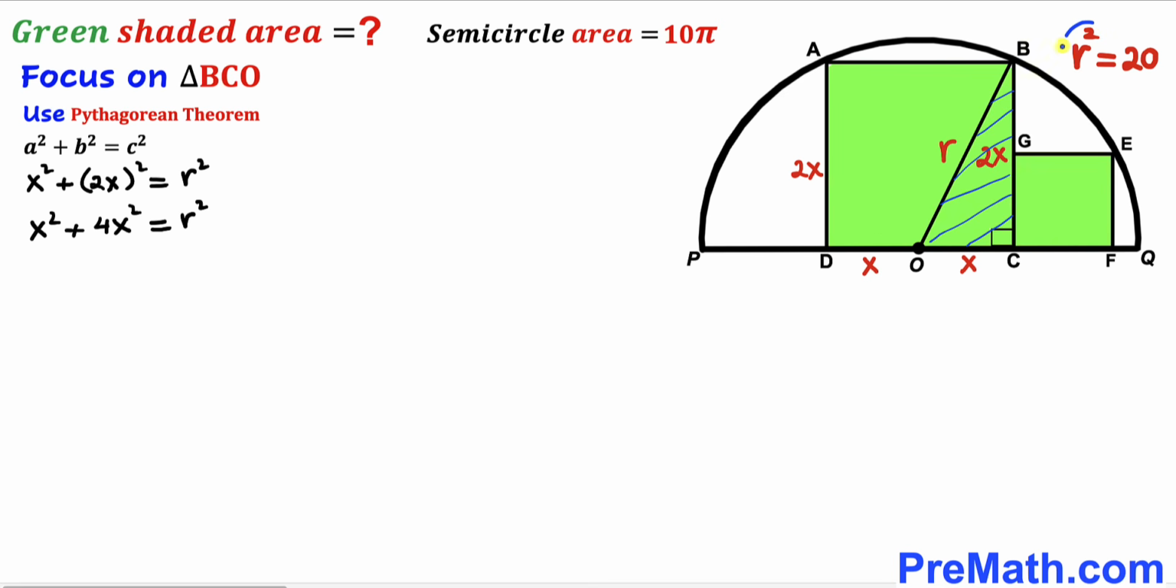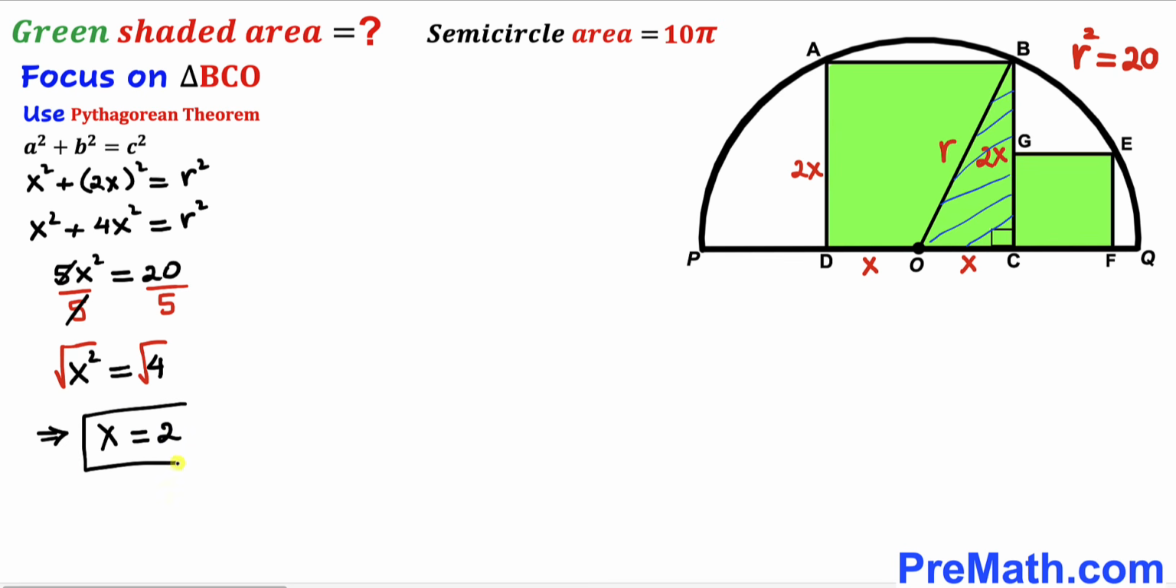Now we know our r square value is 20, so I'm going to substitute that r square value 20 over here. When we combine the like terms, we get 5 times x square equals 20. Let's divide both sides by 5. The 5 and 5 are gone, so x square turns out to be equal to 4. Now I'm going to undo this square by taking the square root on both sides. So we can see that our x value turns out to be positive 2 units.